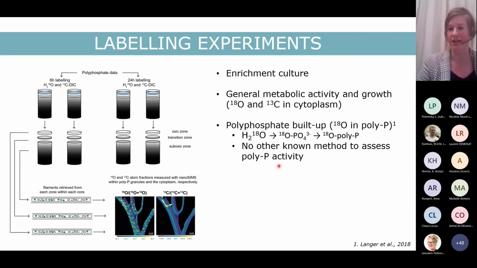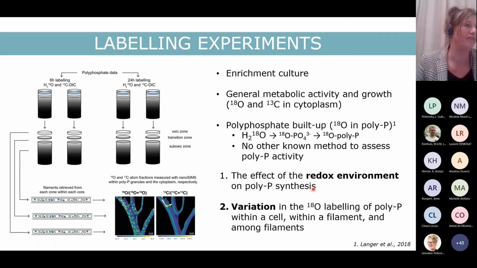And although there are many microscopic methods to look at polyphosphates, so you can use, for instance, FISH or DAPI or other fluorescence microscopy, or even scanning electron microscopy, this is the only known method to assess polyphosphate activity, or at least synthesis. Well, we wanted to know, what is the effect of the redox environment, and is there a variation in the 18O labeling of polyphosphate within a cell? Sometimes there are multiple polyphosphate inclusions in one cell, within a filament, and between or among filaments.